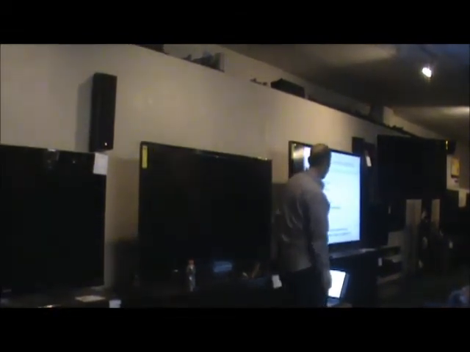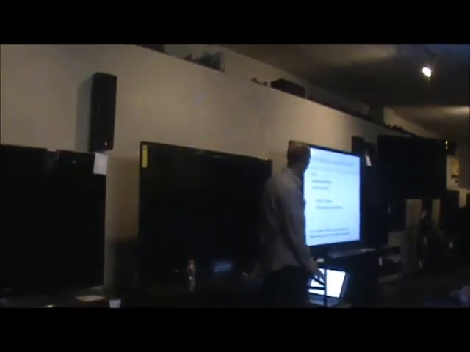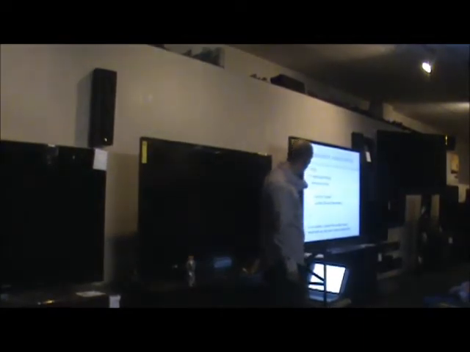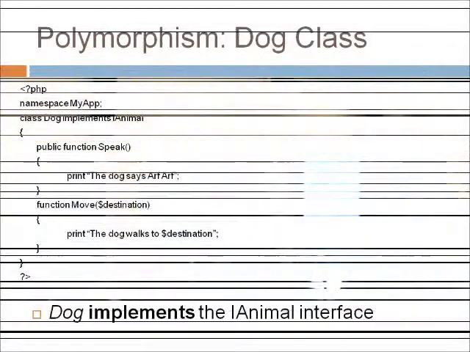The iAnimal interface. I've kind of made references to it here tonight. This is a contract. It defines how to interact with any class that claims to implement it. Simple. Any class that implements iAnimal must have a function called speak and must have a function called move.